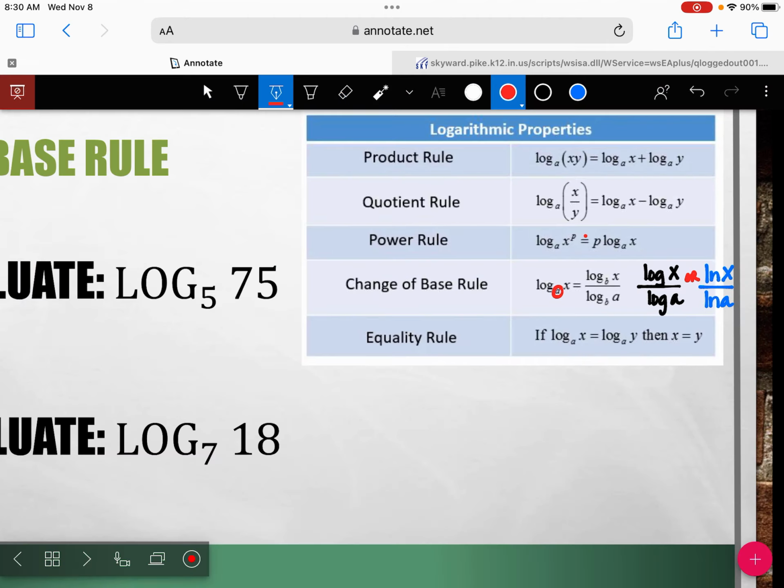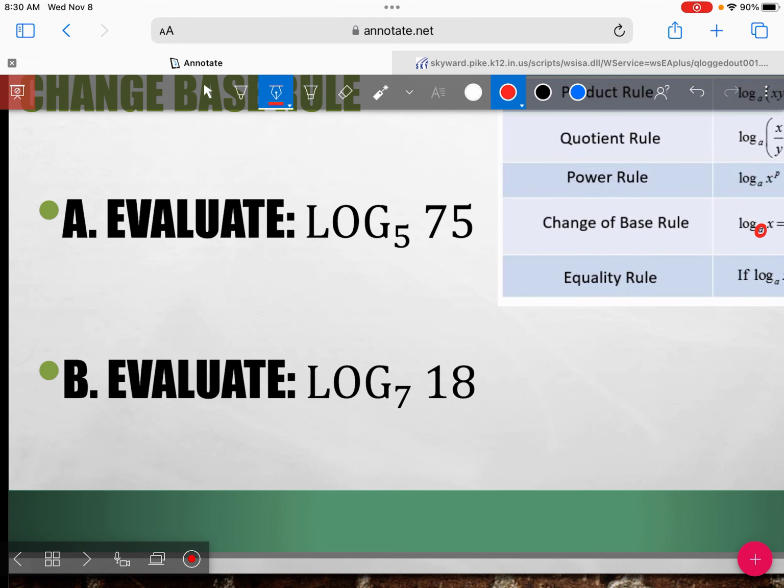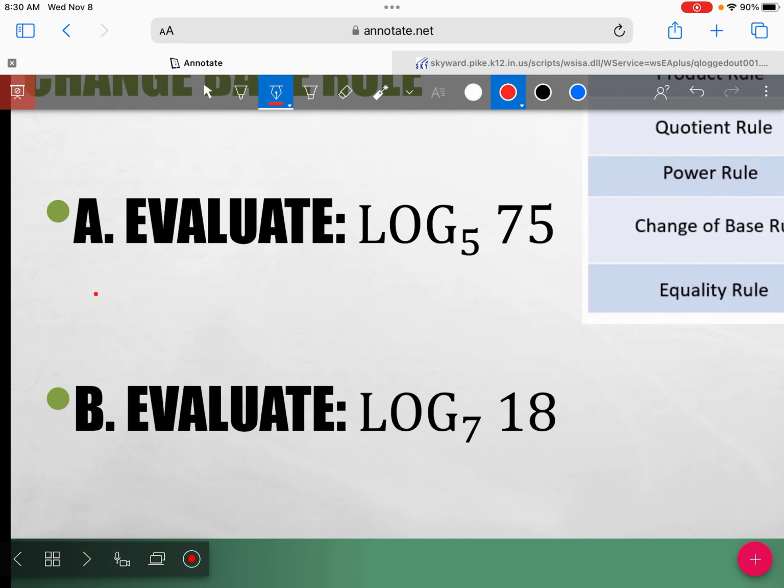So take a moment and copy down these 2 examples where we just evaluate. Because remember, when we evaluate, we're trying to figure out 5 to what power is 75? Well, that's not going to be a whole number. We can't multiply 5 a whole amount of times and reach 75. That's a decimal. And we know that it's going to be a number between 2 and 3, because 5 squared is 25 and 5 to the 3rd is 125. But that answer is actually a decimal.